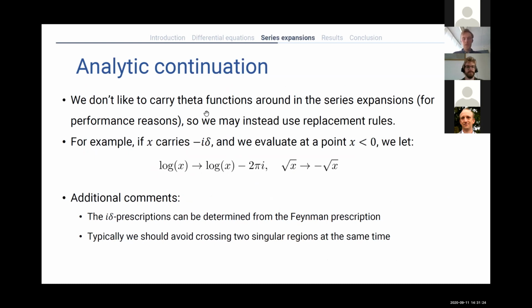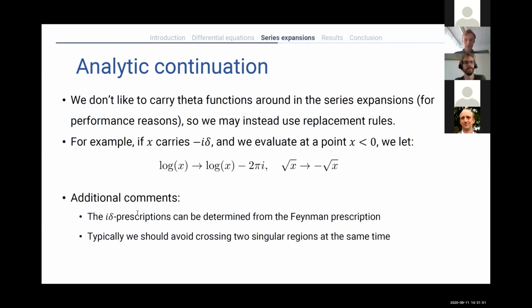Now, you don't really want to carry around all those theta functions because your code would get slow. So what you do is that if you evaluate at a negative point, you apply some replacement rules. If your x has a negative minus I delta and you evaluate at the negative point, you simply give every logarithm a minus 2 pi I and every square root a minus.